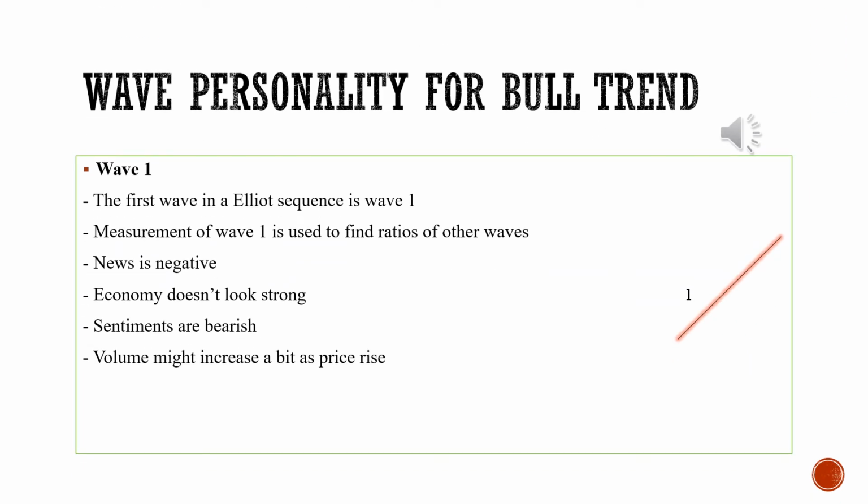This is wave personality for a bull trend. So let us talk about wave 1. Initially, in wave 1, the economy does not look very strong. The sentiments are bearish. The investors have just started to invest, and the volume may pick up a bit.